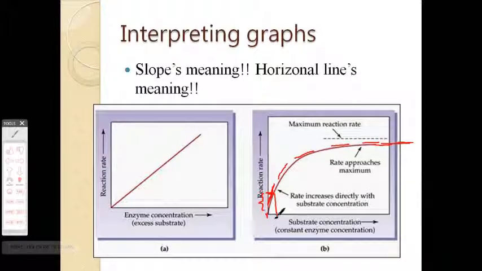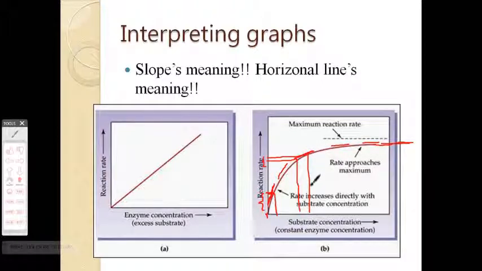This means when the substrate concentration is very low, when you increase it a little bit, the reaction rate increases drastically. But as the substrate concentration increases and increases, for example at point C and point D, you can assume these two distances are the same. When you increase the substrate concentration, the reaction rate doesn't increase that much. It is still increasing, but the rate of increase becomes slower.